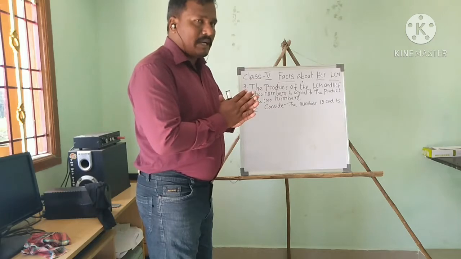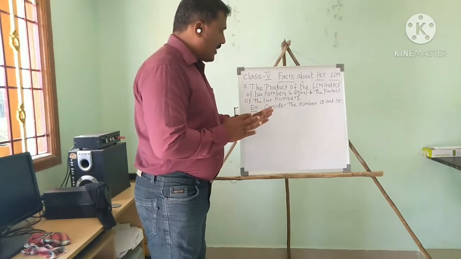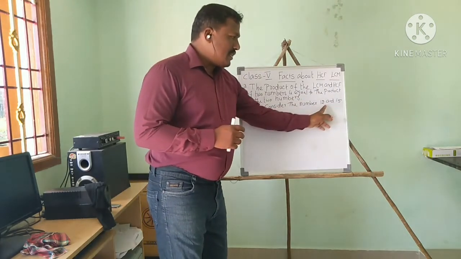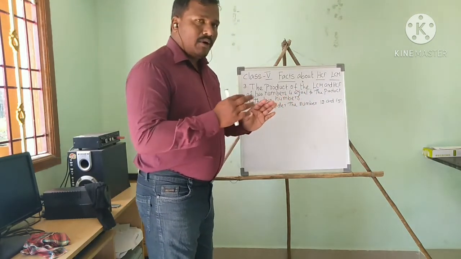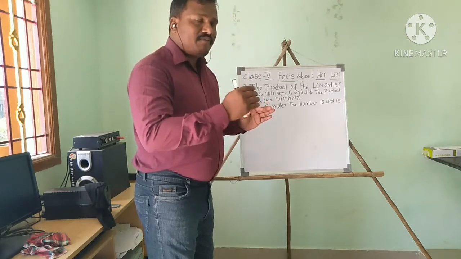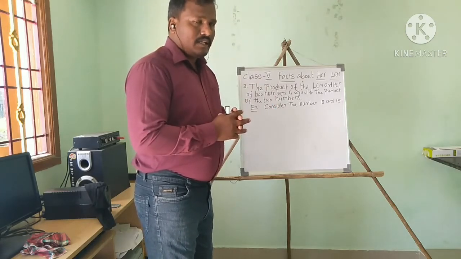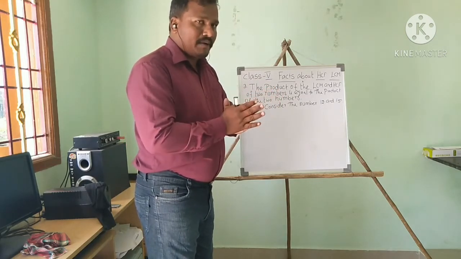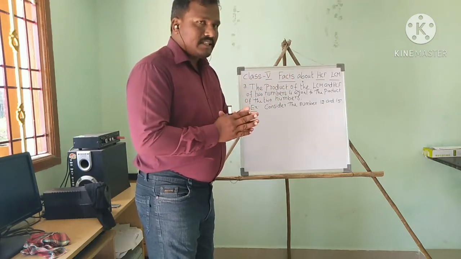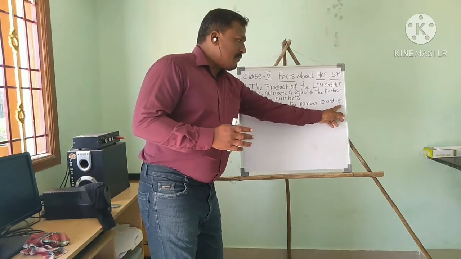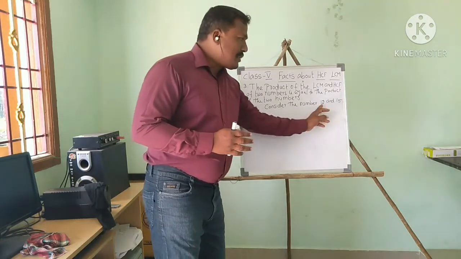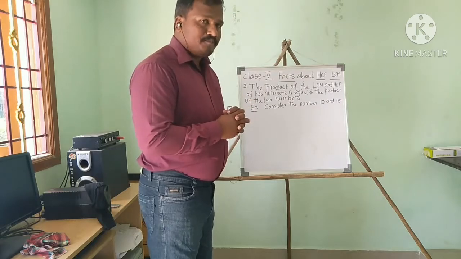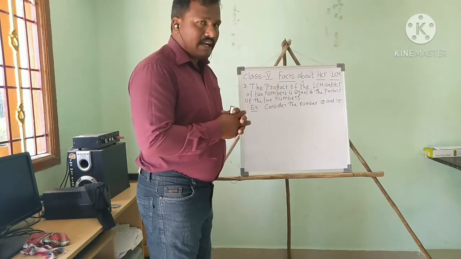I will tell you an example. Consider the numbers 12 and 15. Now I am going to find the HCF and LCM. After finding HCF and LCM, I multiply them, and that product and the product of these two numbers, 12 and 15, are both equal. That says the third fact. How?